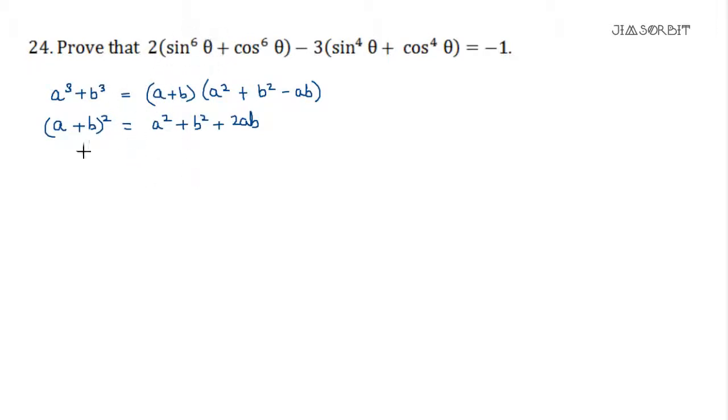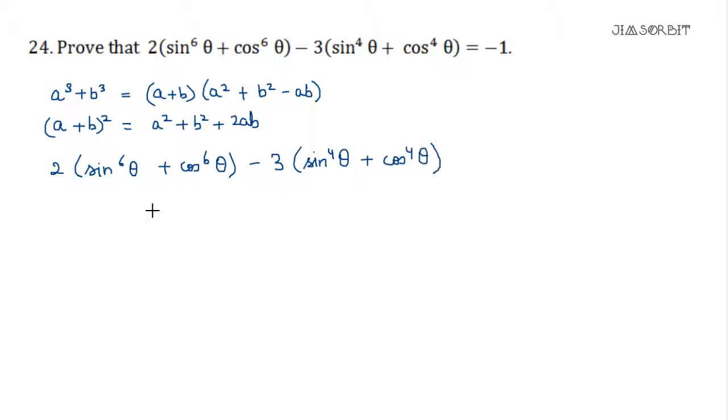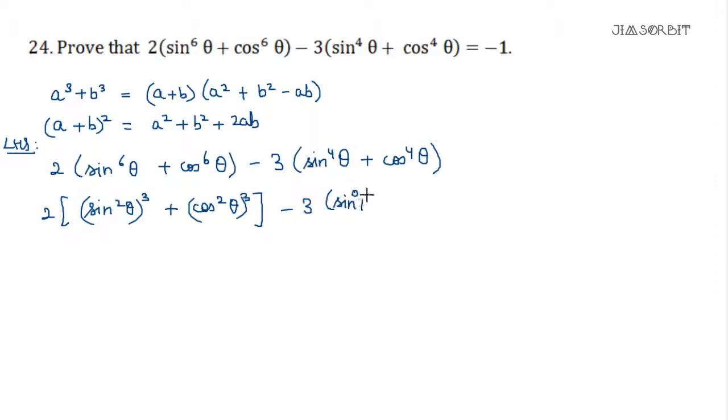So we have this sine to the power 6 theta plus cos to the power 6 theta minus 3 bracket sine to the power 4 theta plus cos to the power 4 theta. I am taking the LHS only. So we write this like this. Sine to the power 6 is what? Sine square theta whole cube plus cos to the power 6 is cos square theta whole cube, and minus 3, the left out part I'm just copy pasting. So it was sine to the power 4 theta plus cos to the power 4 theta.